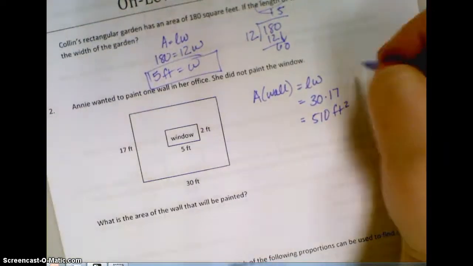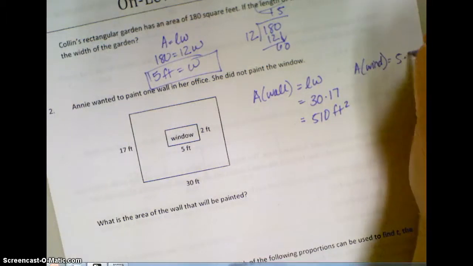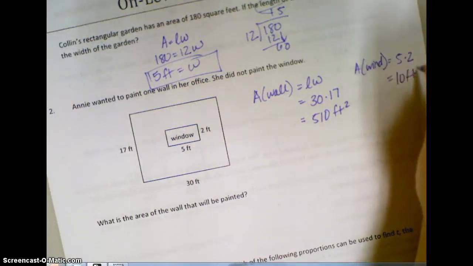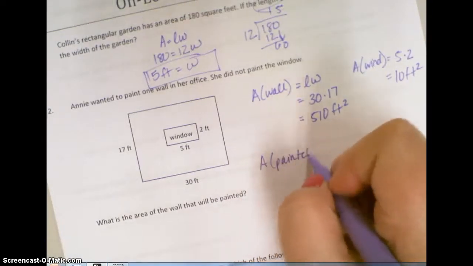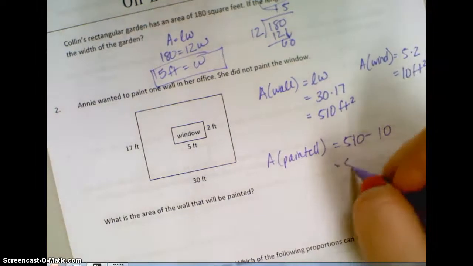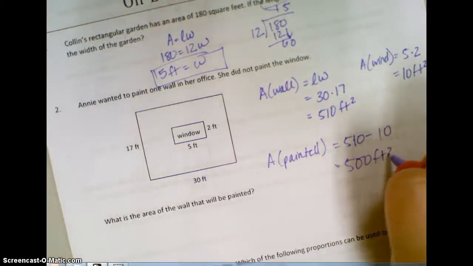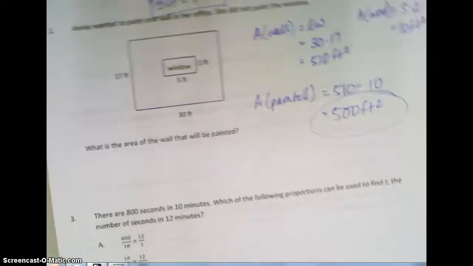Okay, and then the area of the window is going to be 5 times 2, which is 10 feet squared. So the area that she painted would be 510 minus 10, which would be 500 feet squared. Yes, Katie? I would always show steps in the CBA because I can give you partial credit if I know what you're doing. Okay. Number 3, there are 800 seconds in 10 minutes.